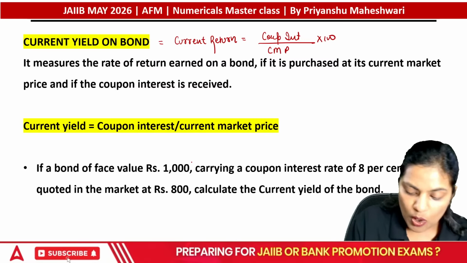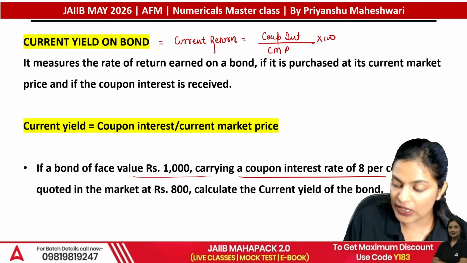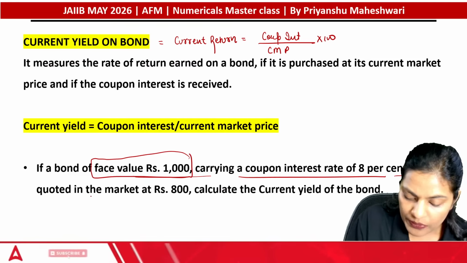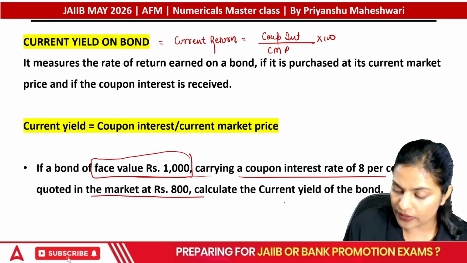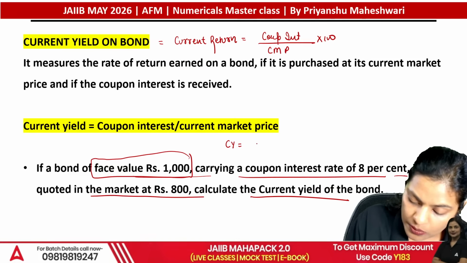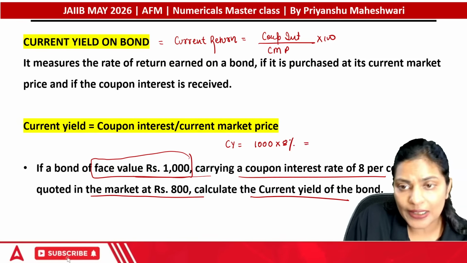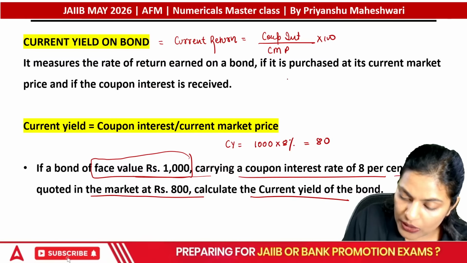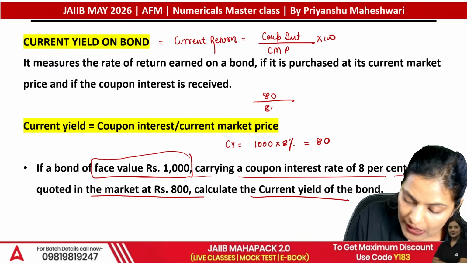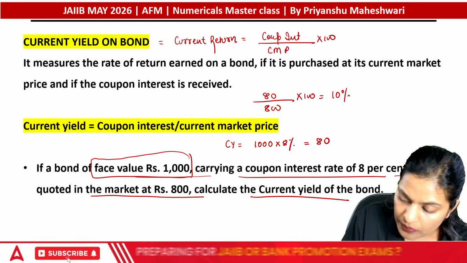Correct? So, if a bond is having a face value of 1000, carrying a coupon interest rate of 8%, now this 8% will be always calculated on face value and currently it is quoted at 800. You are required to calculate current yield. So, current yield is equal to 1000 into 8%, that is 80. Correct? So, let's put the value in the formula. 80 divided by 800 into 100 would give us 10%.